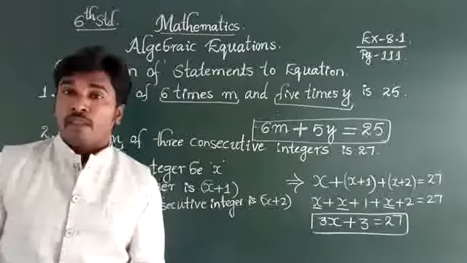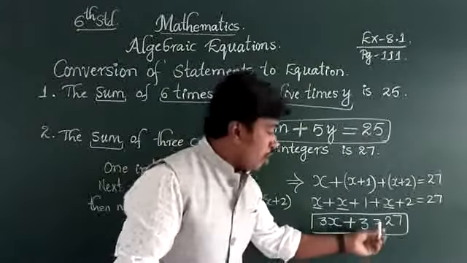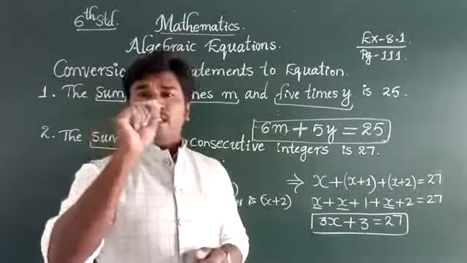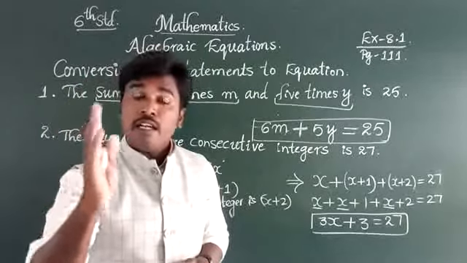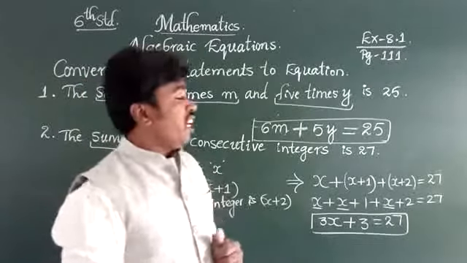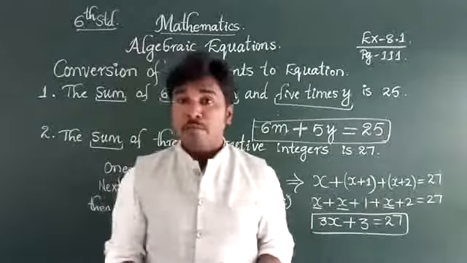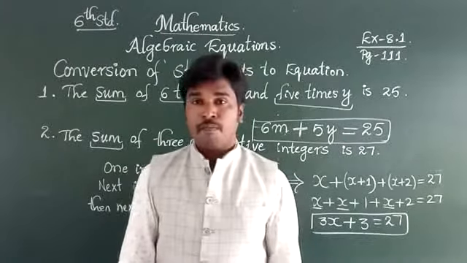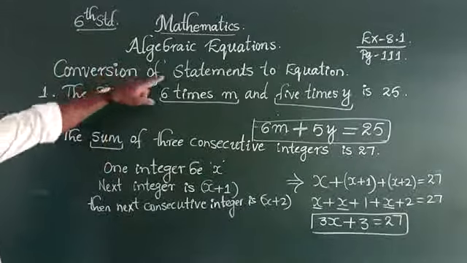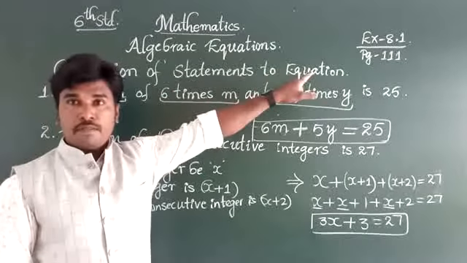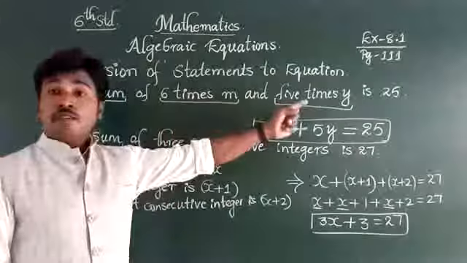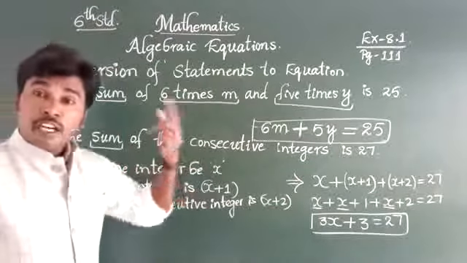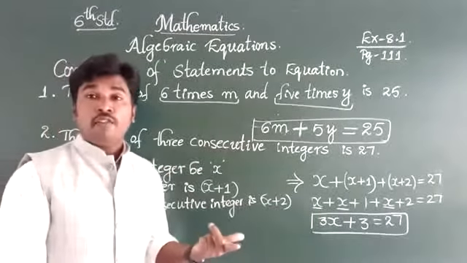This is the algebraic equation, because it contains an equal sign. Any statement that has an equal sign is called an equation. If it contains a greater than symbol, smaller than symbol, or not equal sign, then those are not equations. I hope you have understood how to convert statements into equations. We have taken statements and converted them into equations. Similarly, the second one also had a statement given, converted into an equation.